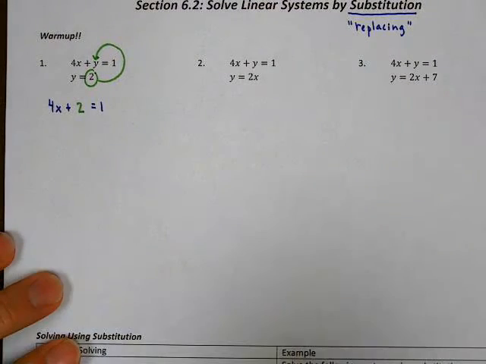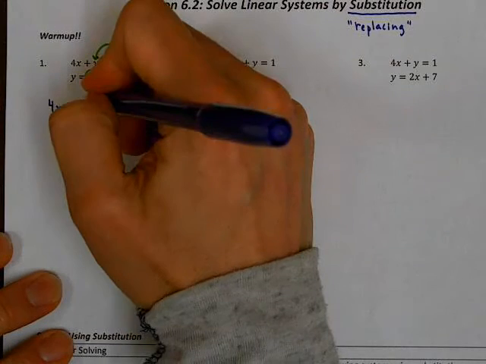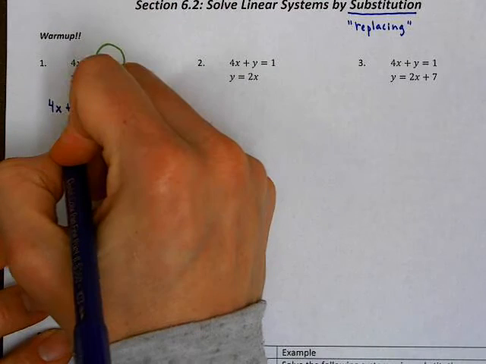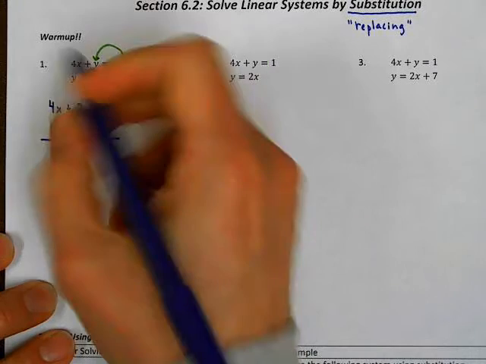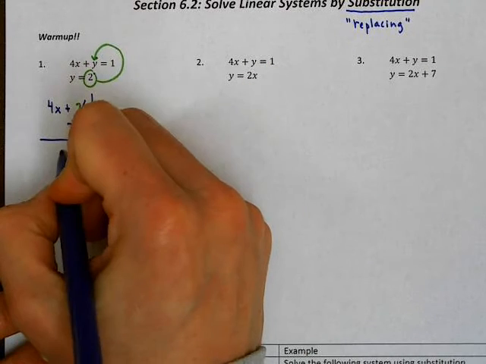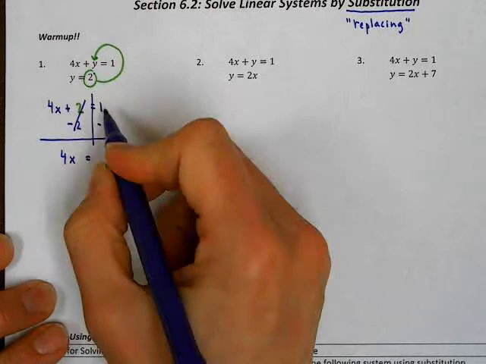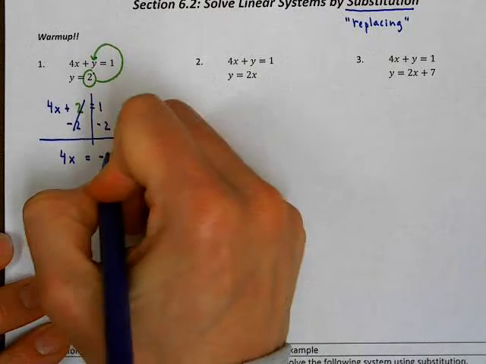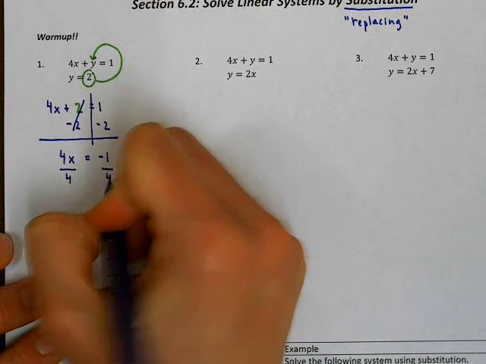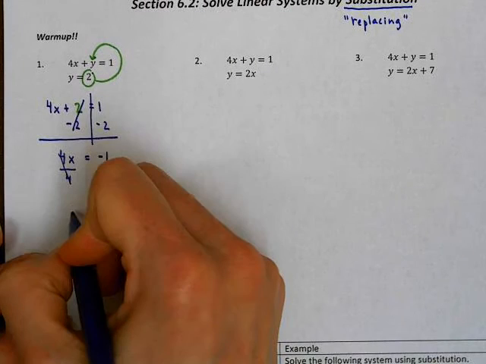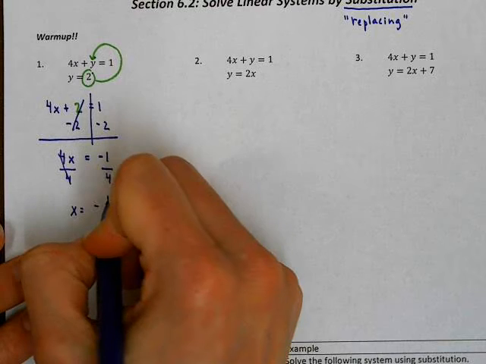So now I just have an equation with x, and we already know how to get x by itself. So we're going to solve by subtracting 2 first. So here I just have 4x. Here I have 1 minus 2, which is negative 1. Then I'm going to divide by 4 on both sides, and we get x equals negative 1/4.